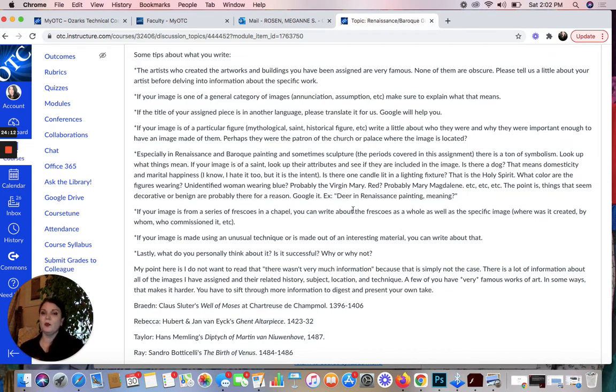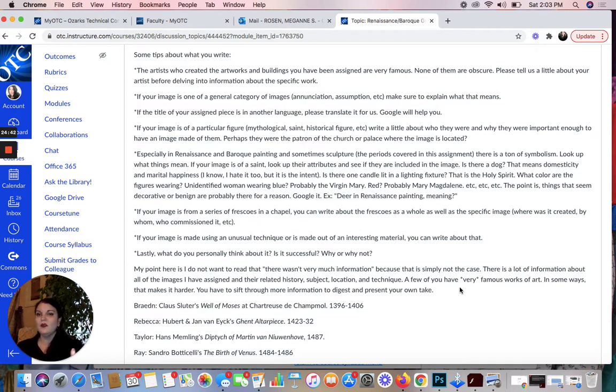If your image is from a series of frescoes in a chapel, you can write about these frescoes as a whole, as well as the specific image. Where was it created, by whom, who commissioned it, etc. If your image is made using an unusual technique, or it's made out of an interesting material, you can write about that. I want you to tell me what the things are made of. That's called the medium. I want you to tell me the medium anyway, but if it's made out of something kind of weird, tell us about it.